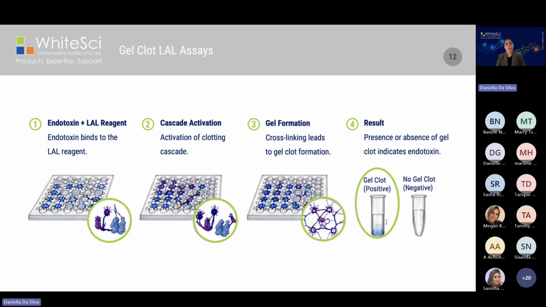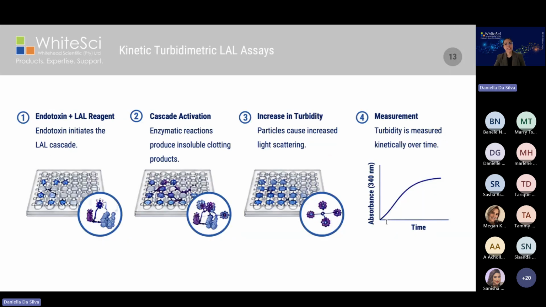However, because the endpoint relies on visual interpretation, some degree of subjectivity does occur, particularly with your borderline samples. It's also a qualitative method and it's not fully quantitative. For this reason, not many laboratories tend to stay with this assay, and instead they transition toward a kinetic method when quantitative data or higher throughput within the lab is required. And that leads us to the kinetic turbidimetric assay.